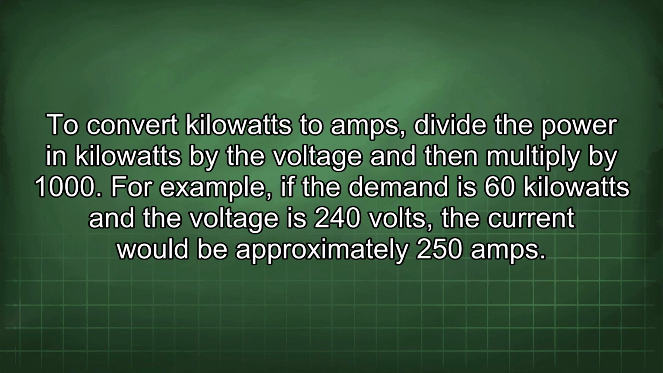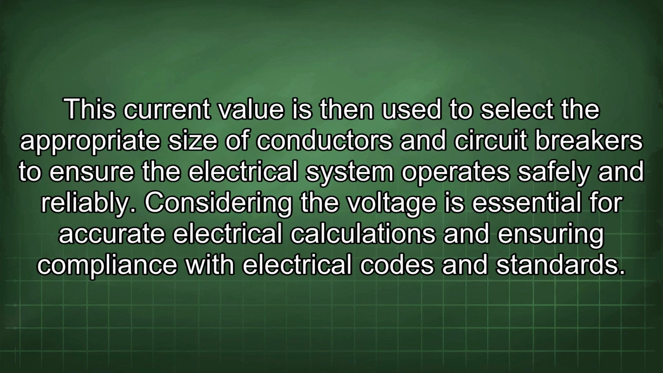To convert kilowatts to amps, divide the power in kilowatts by the voltage and then multiply it by 1000. For example, if the demand is 60 kilowatts and the voltage is 240 volts, the current would be approximately 250 amps. This current value is then used to select the appropriate size of conductors and circuit breakers to ensure the electrical system operates safely and reliably. Considering the voltage is essential for accurate electrical calculations and ensuring compliance with electrical codes and standards.